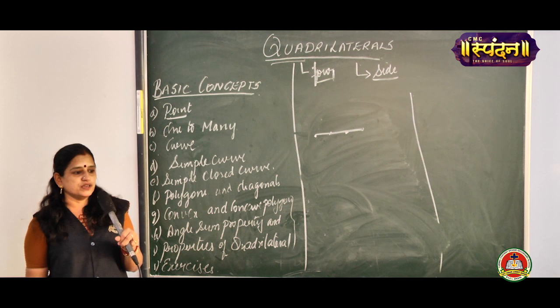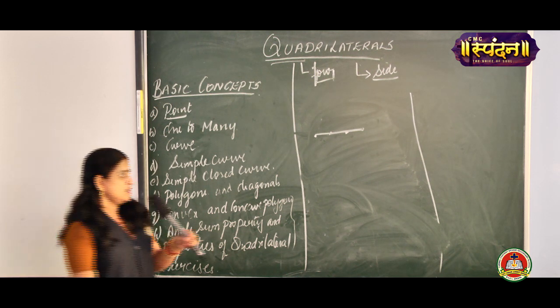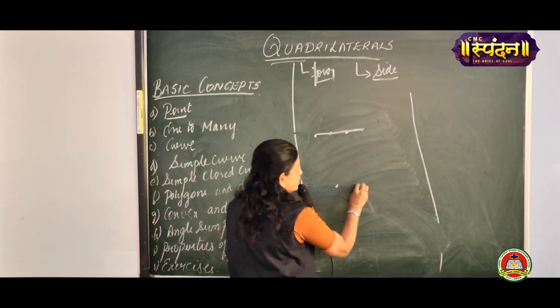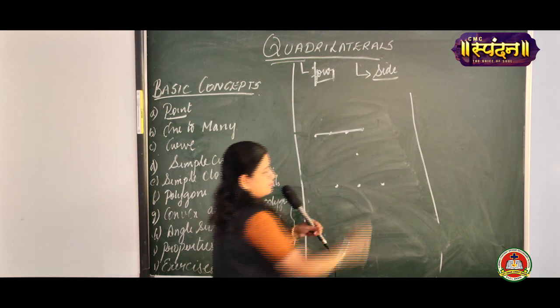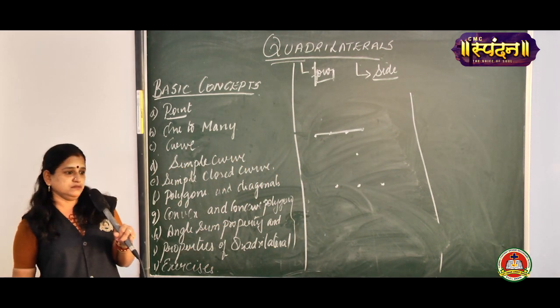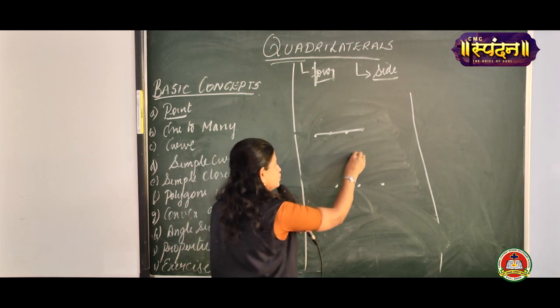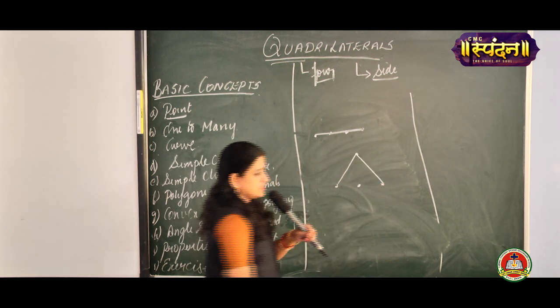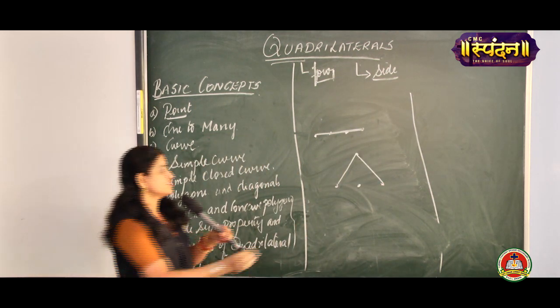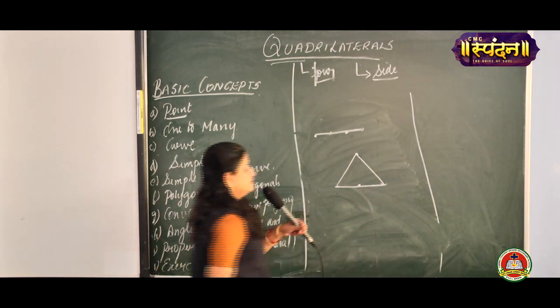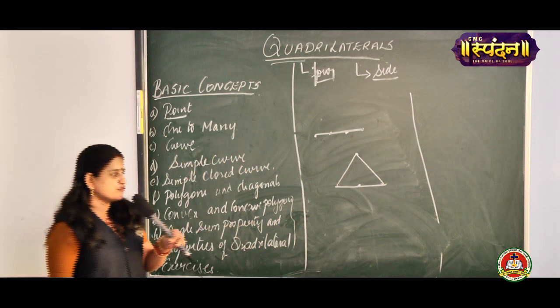When you join the collinear points, you get a line segment. Again, 3 can be collinear and 1 can be non-collinear. That means while I am joining this, what do I get? I get a triangle again. Third way. What is the third way of representing?